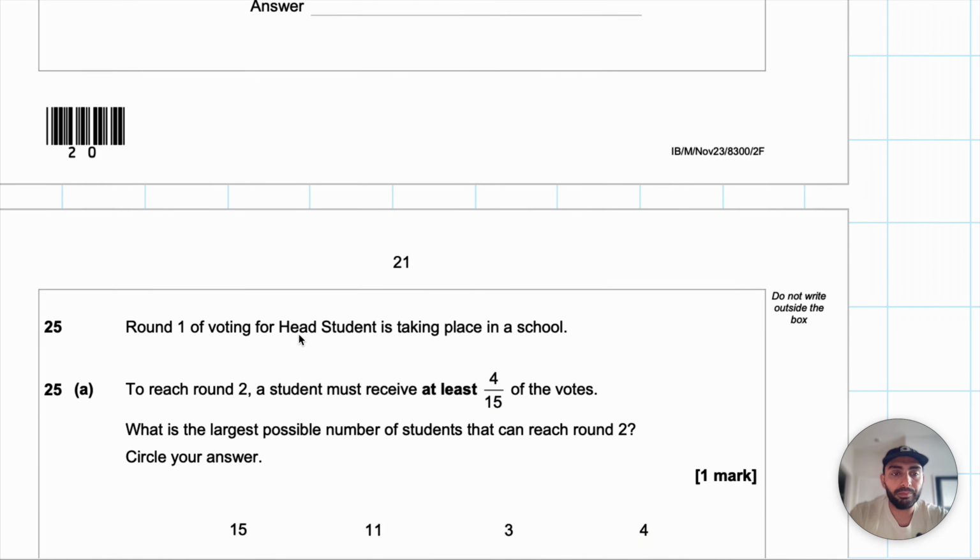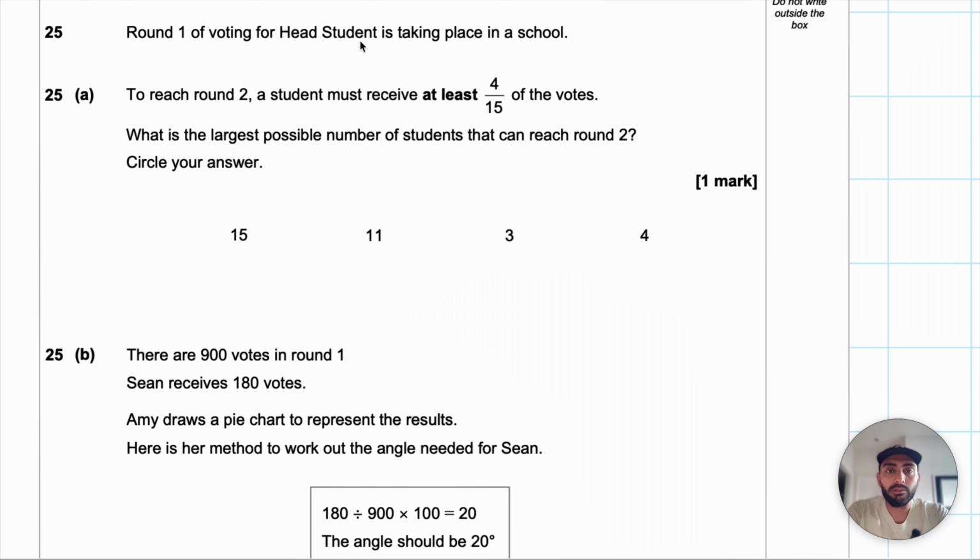That's equal to x. Question 25. Round 1 of voting for head student is taking place in a school. To reach round 2, a student must receive at least 4/15 of the votes. What is the largest possible number of students that can reach round 2?